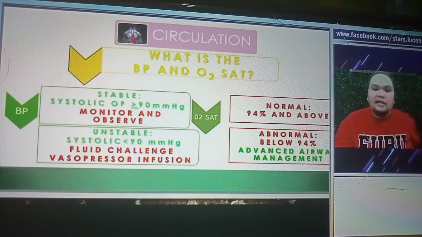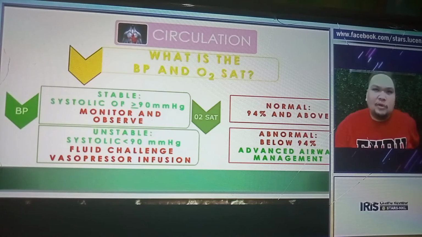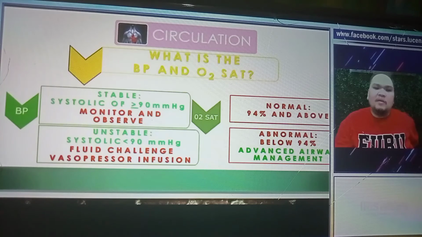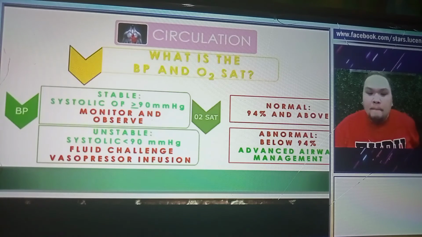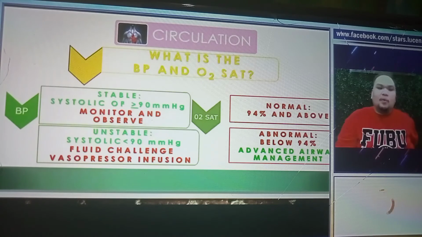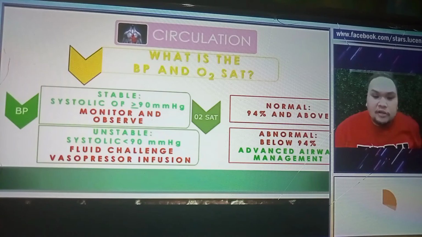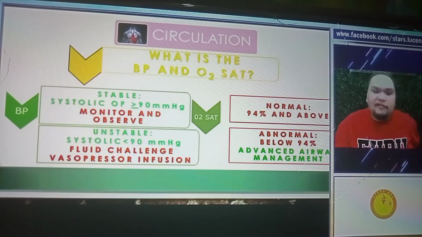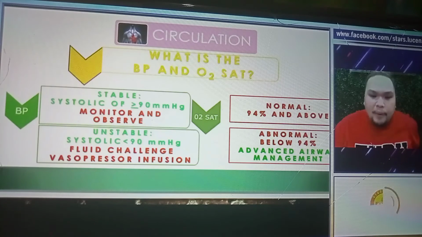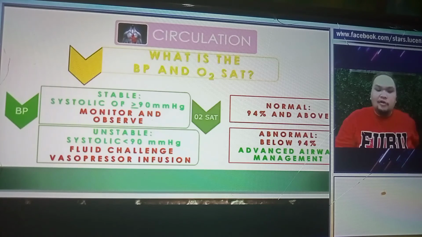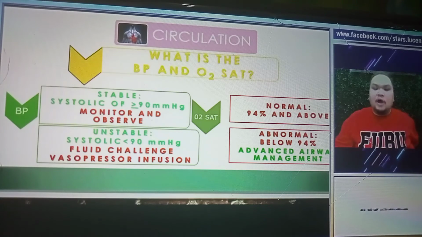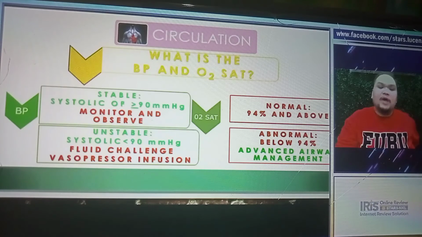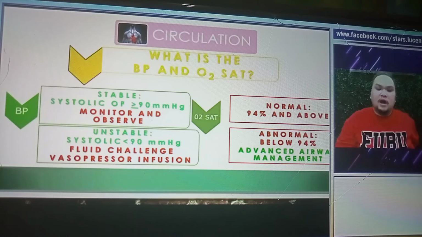For the dopamine, ang dosage natin dyan is the same, 2 to 10 microgram per kilogram per minute. But, okay, tataasan natin yung dosage natin. It will be about 10 to 20 microgram per kilogram per minute. Kasi ang gusto natin would be a pressor dosage, a high dosage of dopamine. 10 to 20 microgram per kilogram per minute para makakuha tayo ng pressor dose.